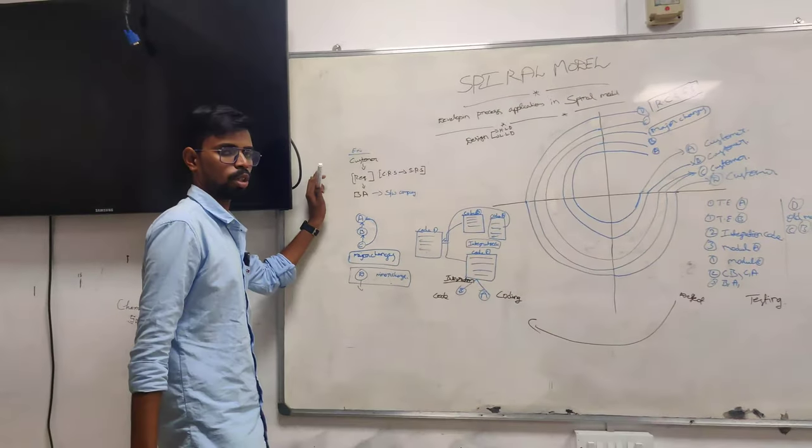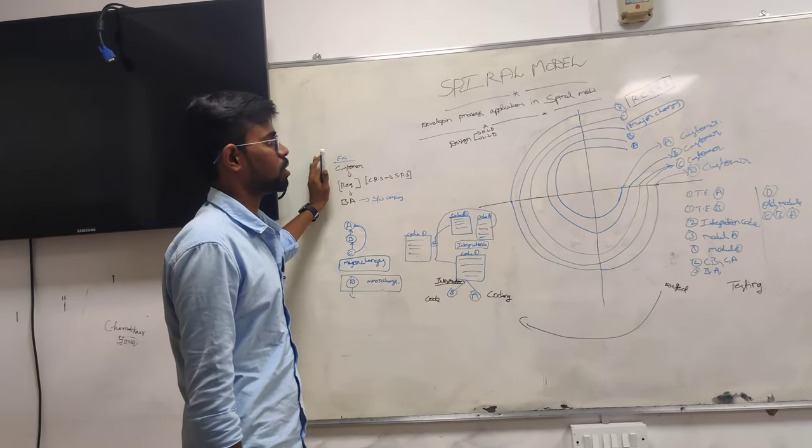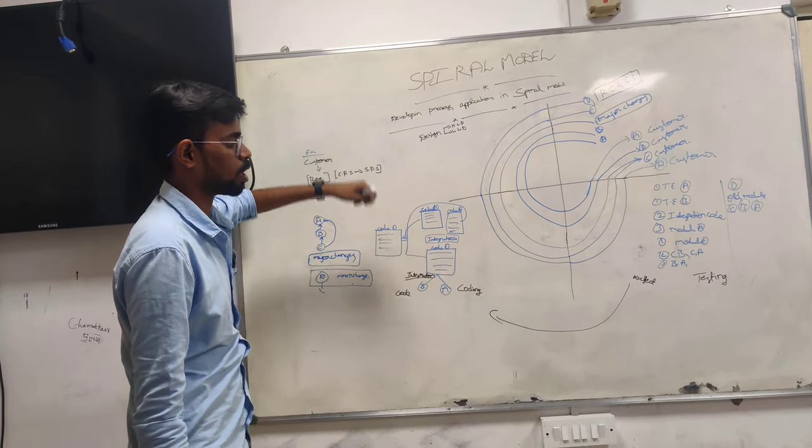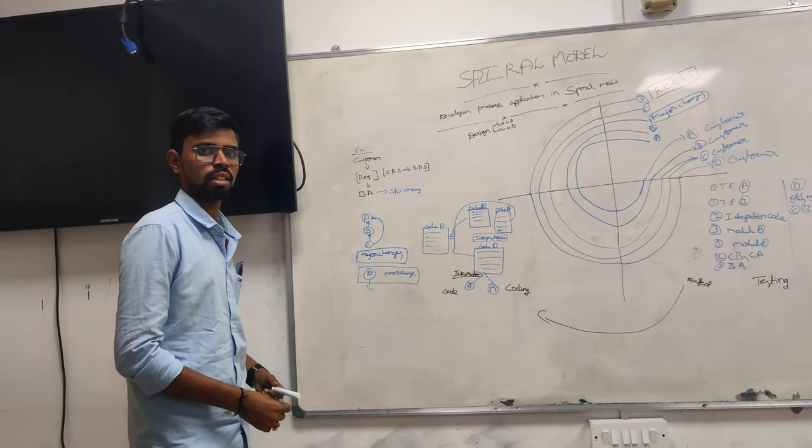So this is the entire process of how software companies develop applications in the spiral model. I hope you all understood. Thank you.